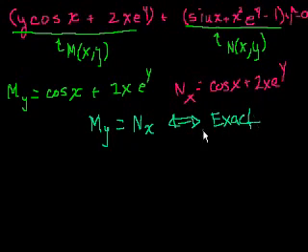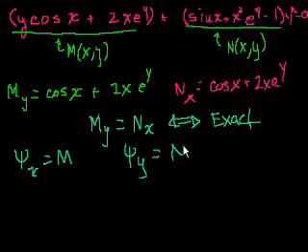Anyway, so we know that this is an exact equation. So what does that tell us? Well, that tells us that there's some xi where the partial derivative of xi with respect to x is equal to m, and the partial derivative of xi with respect to y is equal to n. And if we know that xi, then we can rewrite our differential equation as the derivative of xi with respect to x is equal to 0.